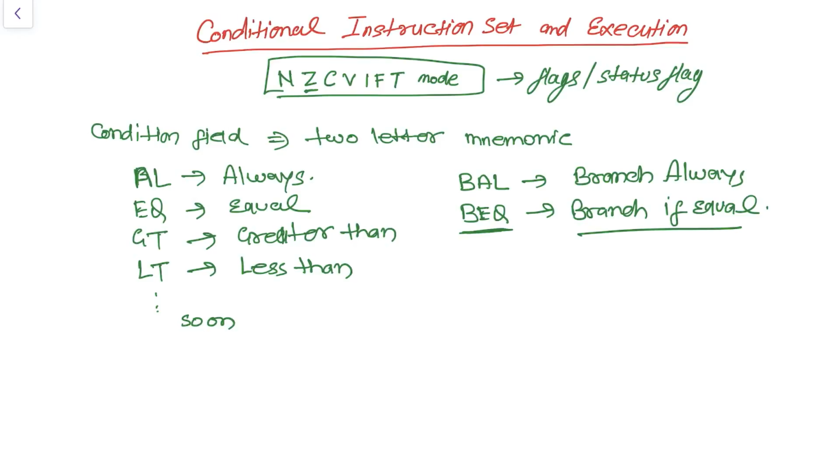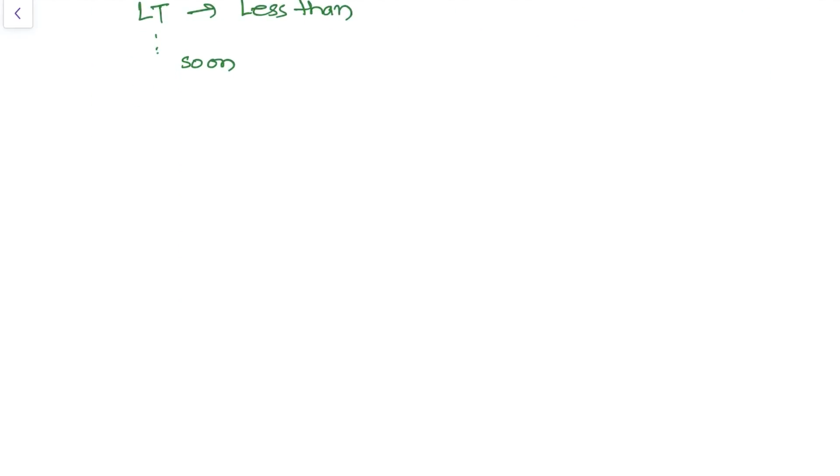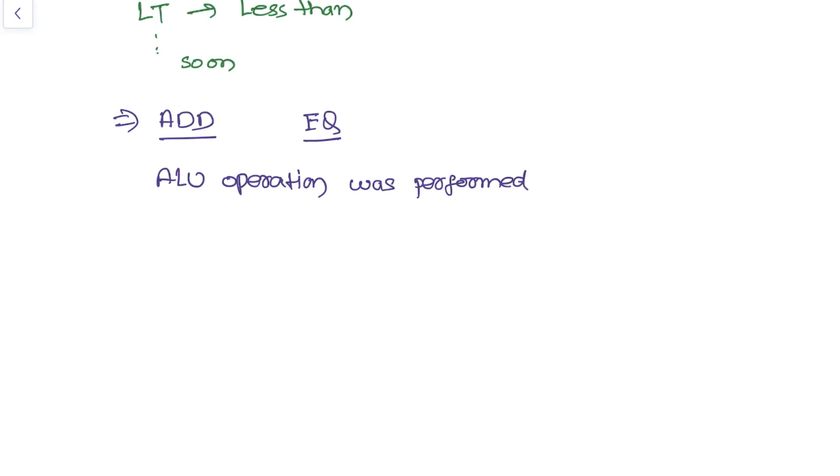Let's take an example with the ADD instruction, and we are going to take EQ as our condition. Now suppose an ALU operation was performed with suffix S. As you might have seen in my previous tutorial, you need to suffix S to an instruction if you want to update the program status register.